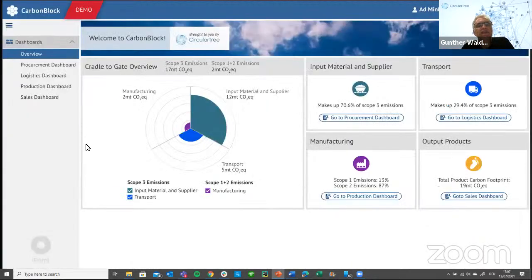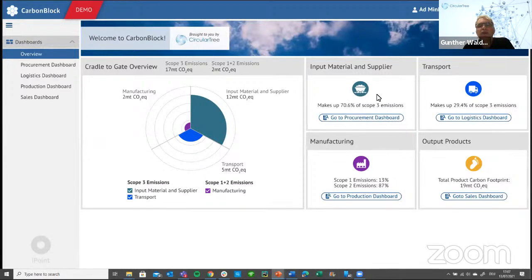This is sort of a dashboard we have created. Here you see, for example, scope 1 and scope 2 emissions. Those are the emissions which the company produces itself. These are about 20% on average. Then you have the scope 3 emissions for transportation. And here you can see the scope 3 emissions for input materials.